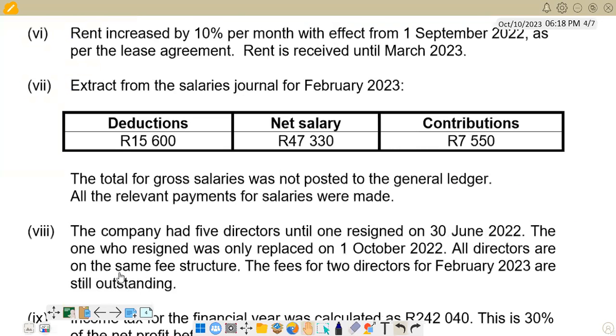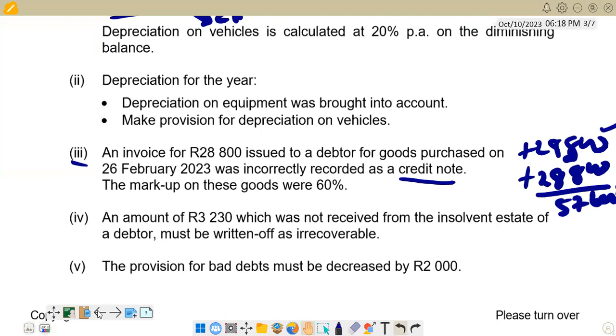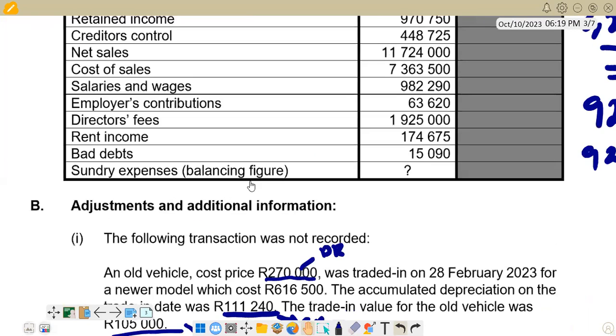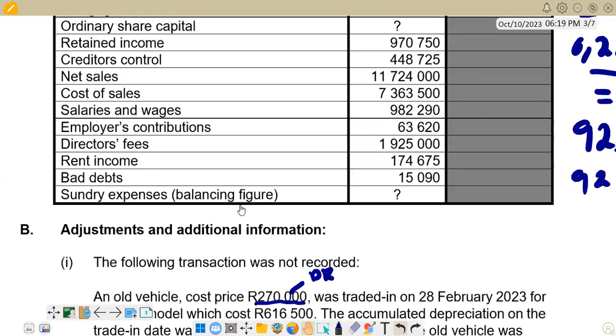Then we go to the next page. This one is talking about rent increase. It's not going to affect sales again. So it means item 3 is the only information that is affecting sales. So we are going to add 57,600 on the part of sales. The figure for sales we are given in the list of balances, the net sales, is 11,724,000. So that's the figure that we are going to enter there.